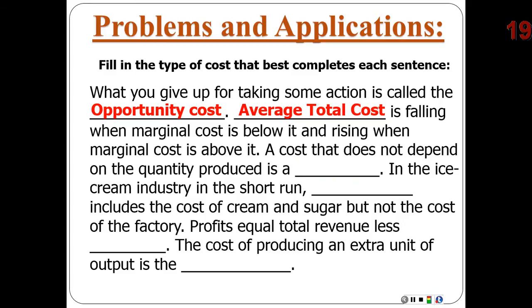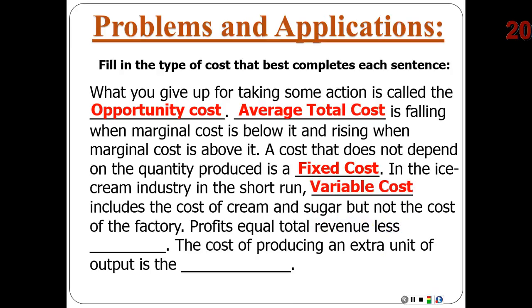A cost that does not depend on the quantity produced is what? How about a fixed cost? That does not change depending on the quantity produced. In the ice cream industry, in the short run, this type of cost includes the cost of cream and sugar, but not the cost of the factory? Cream and sugar would vary depending on output. The rent on a factory is not going to change based on output. So this would be variable costs, which change with output.